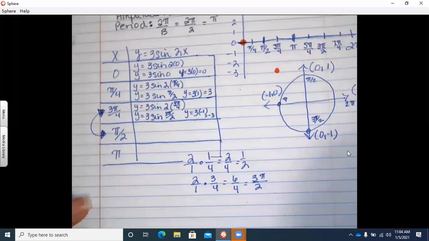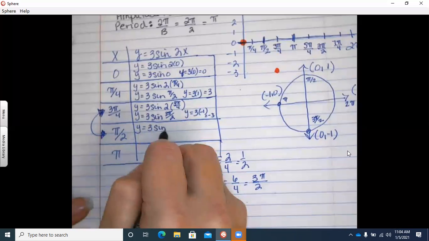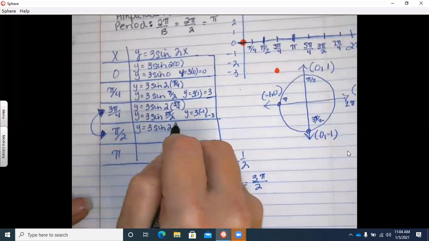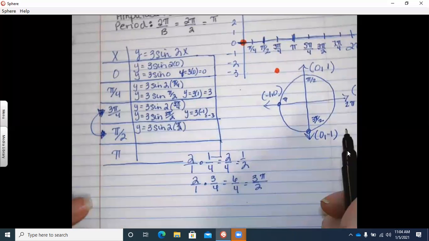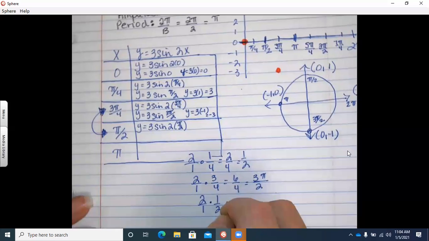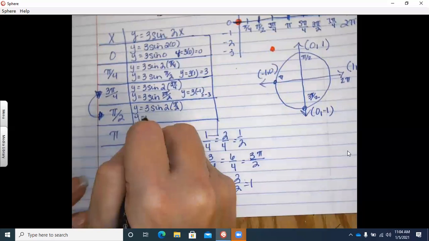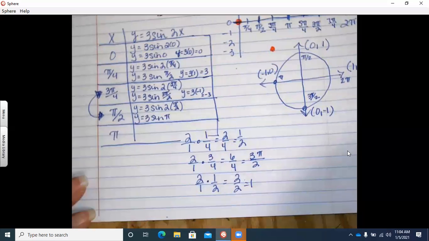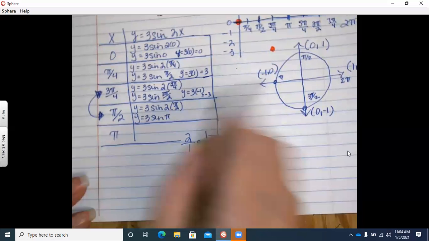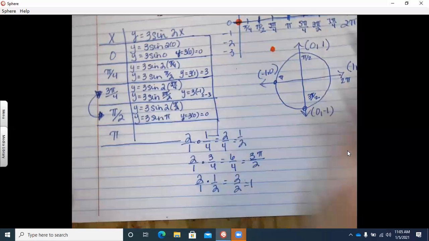So let's do pi halves. Y equals 3 times the sine of 2 times pi halves. Think of that as 2 times 1/2 pi. So 2 over 1 times 1 over 2 is what? 2 over 2, which is 1, or we'll say 1 pi, right? So y equals 3 times the sine of pi. And what's the sine of pi? 0. So 3 times 0 is 0. So go back to pi halves and plot a point at 0.